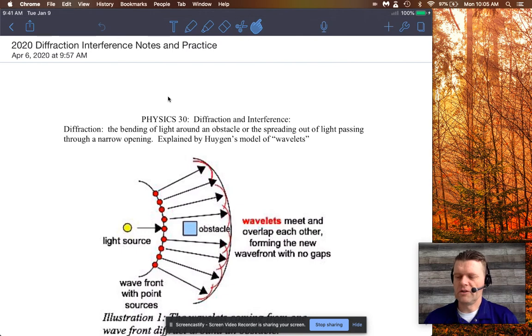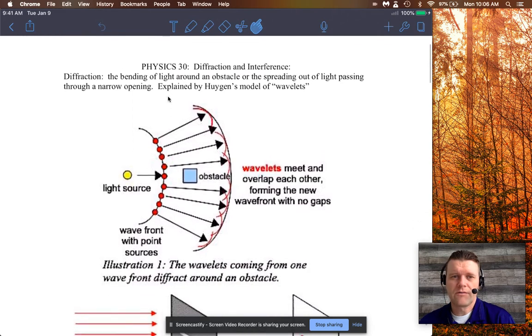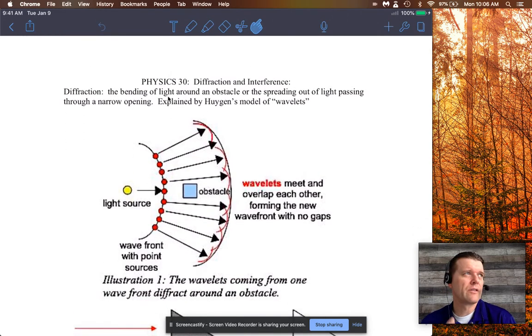Hello, Physics 30s. I want to share a little bit about diffraction, interference, and eventually I will do polarization. I think I can just kind of summarize them all together. So, diffraction is basically the third property of light that confirms that it's a wave.